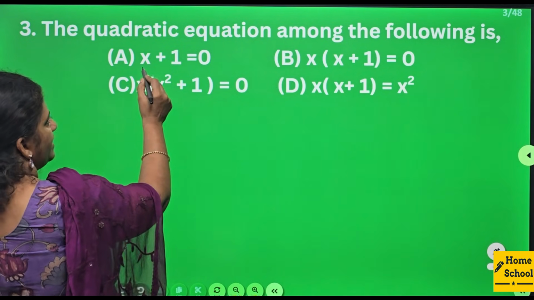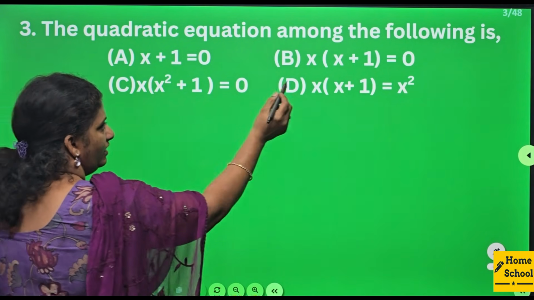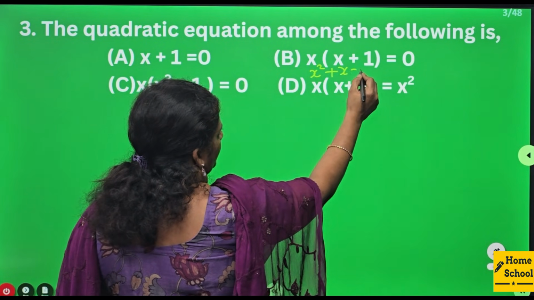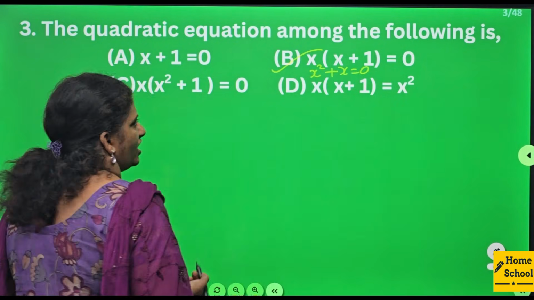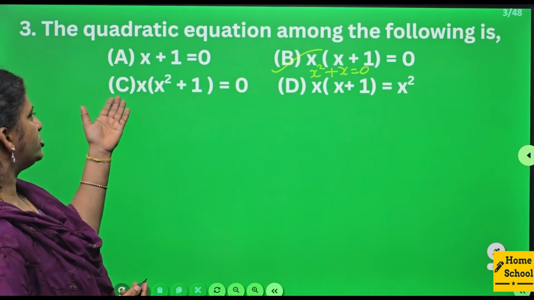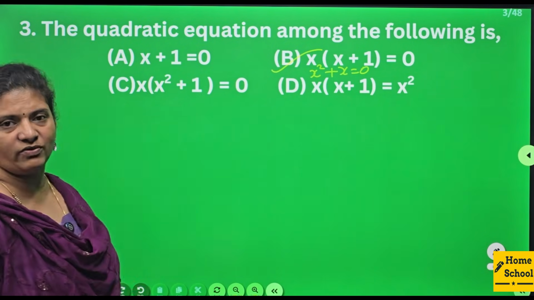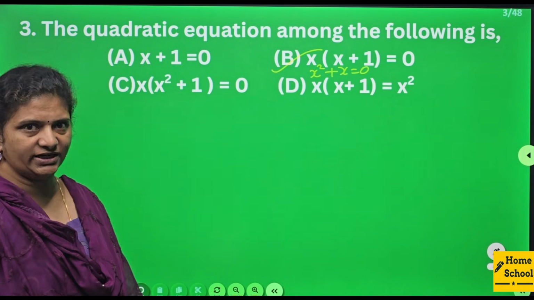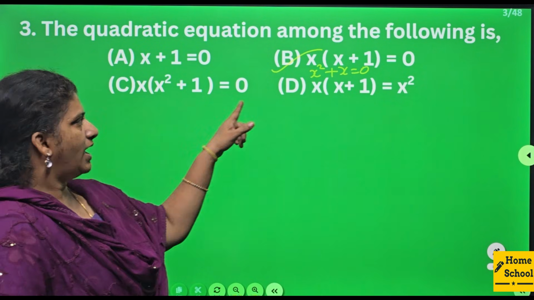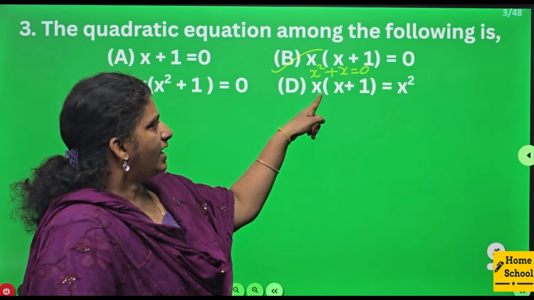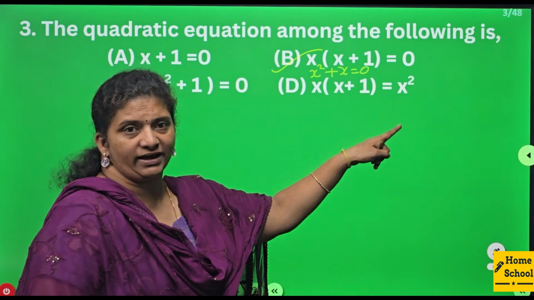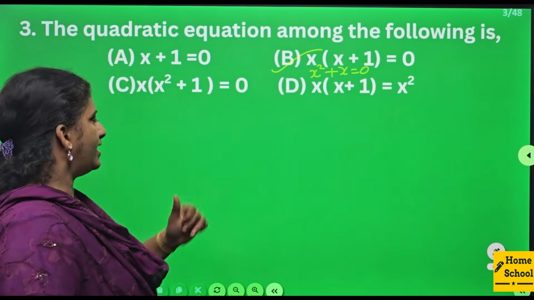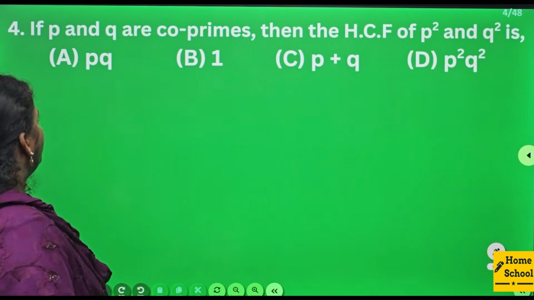Third one, the quadratic equation among the following is. Observe the options. X, it is a linear equation. Here, x into x is x square plus x equal to 0. Yes, this is your answer. If you want, you can check this one. X into x square will be x cube. X cube is not a quadratic equation. It is a cubic equation. And see the D option, x square plus x equal to x square. X square will be cancelled. So your answer is option B.